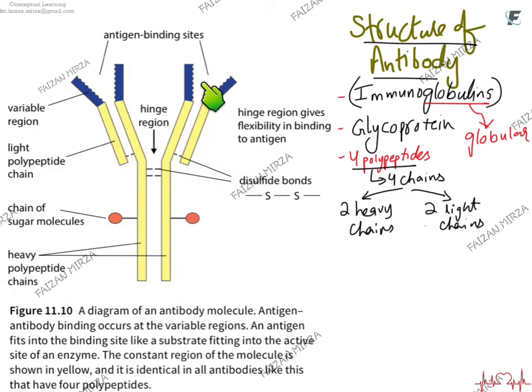So this is the antigen binding site, and this is the same antigen binding site on the other side. So there are 2 antigen binding sites, one on this side and one on this side. As I discussed previously, this shape is the letter Y, and there are 2 antigen binding sites here. So one antigen can bind here, and the same antigen can bind here as well.